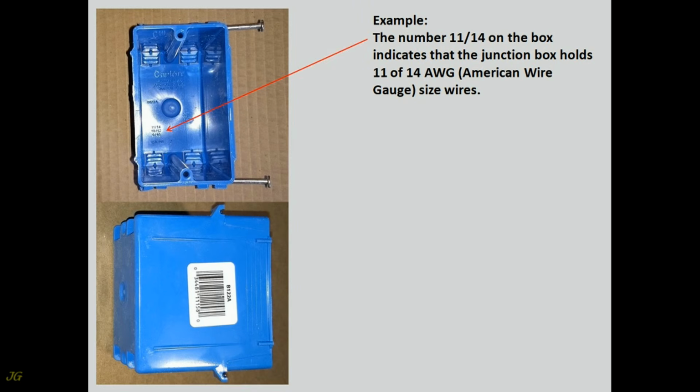Example, the number 11.14 on the box indicates that the junction box holds 11 of 14 AWG, American wire gauge, size wires.